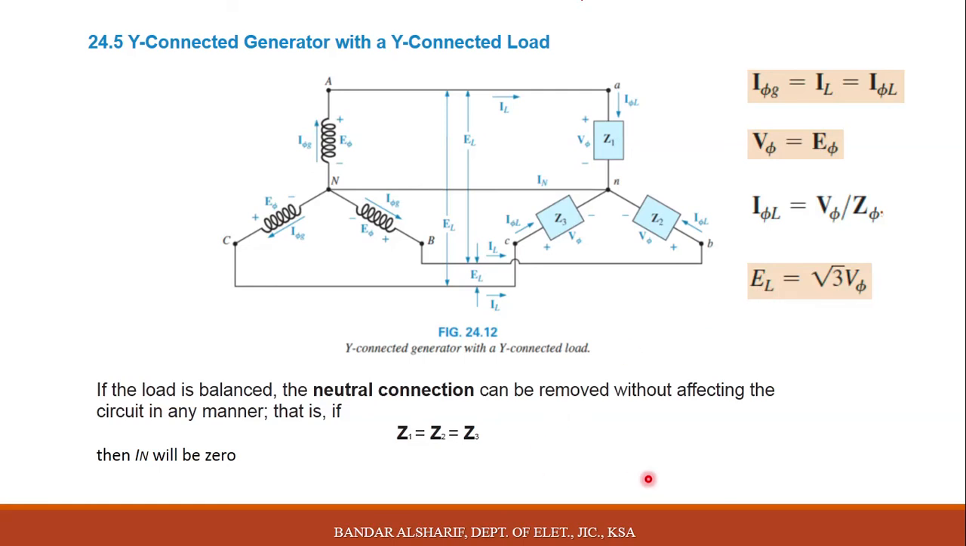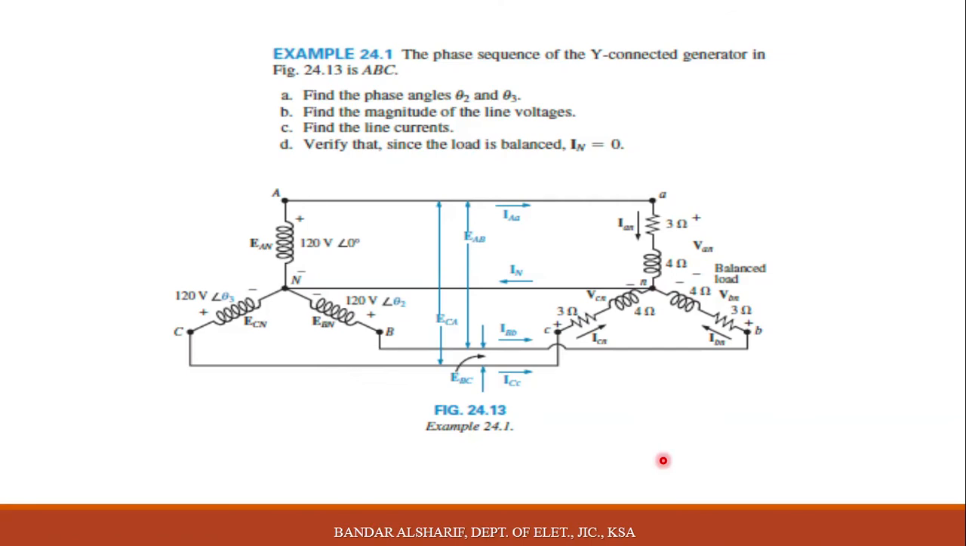Let us take example 24.1. The phase sequence of the Y connected generator in figure 24.13 is ABC. Part A, find the phase angles theta 2 and theta 3. This is theta 2, and this is theta 3. Then find the magnitude of the line voltages. This is the line voltage, we need to find the magnitude.